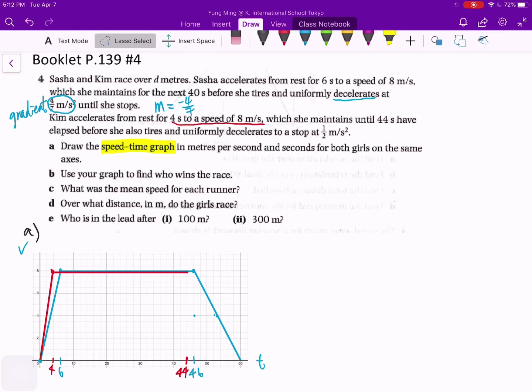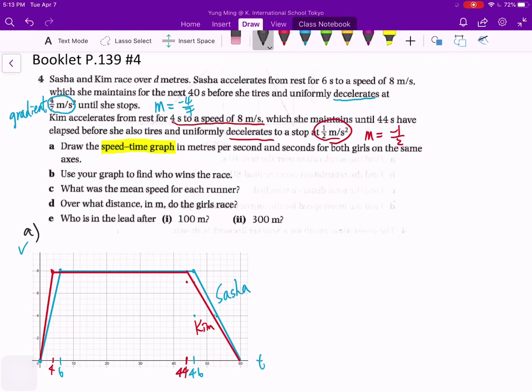Finally, we are uniformly decelerating to a stop at 1/2 meters per second squared. This is also our gradient. If you are decelerating, that means your gradient is minus 1/2. So that means down 1, right 2. I'm going from 8 to 7 here, and right 2. Notice that each box for your x value represents 2 seconds. So if you go down 1, right 2, your next point will be here. If you draw the whole thing very precisely, you realize that I also come to a stop at 60 seconds. So that's what it looks like, and that's it for part A.